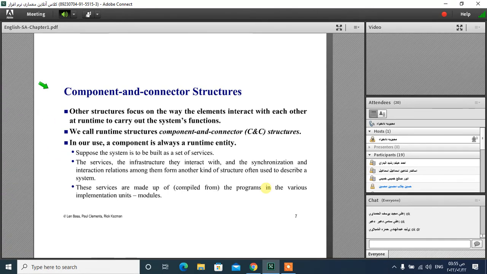The next category of structures is the component and connector structures. While other structures are static structures, the component and connector structure focuses on the way the elements interact with each other at runtime and how the elements can carry out the system's functions. We call these runtime structures component and connector, or C&C, structures.